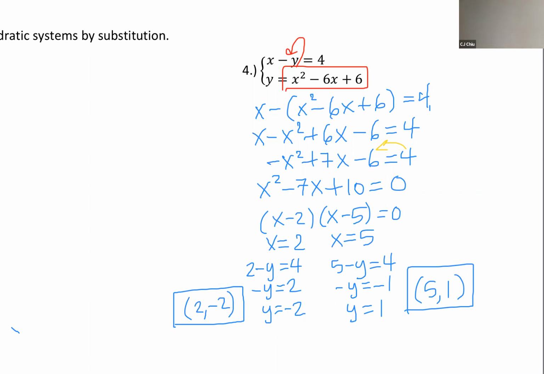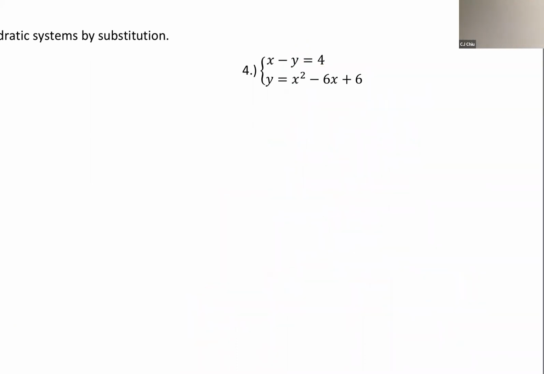If you happen to get a quadratic at this step that can't factor, then you would just use the quadratic formula or completing the square. But usually for this stuff, hopefully it factors. So that's substitution. So let's go ahead and look at the back for a couple of word problems.